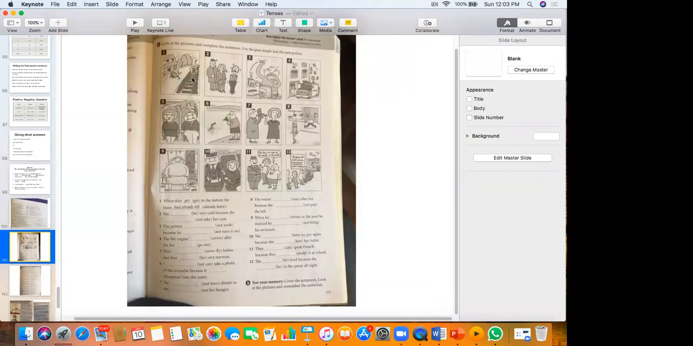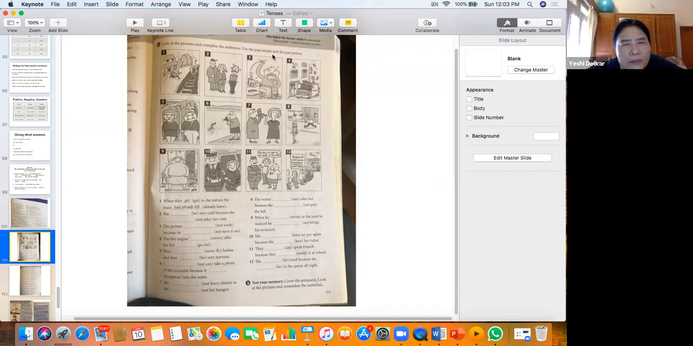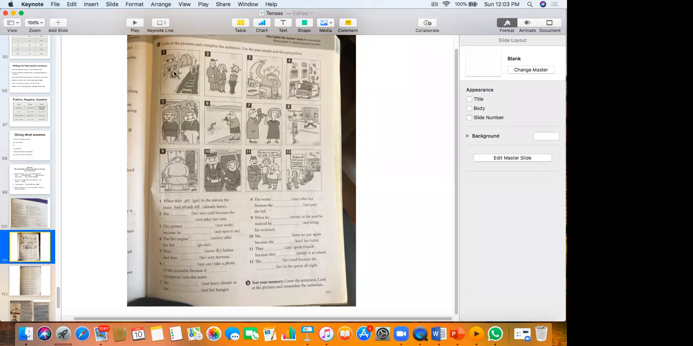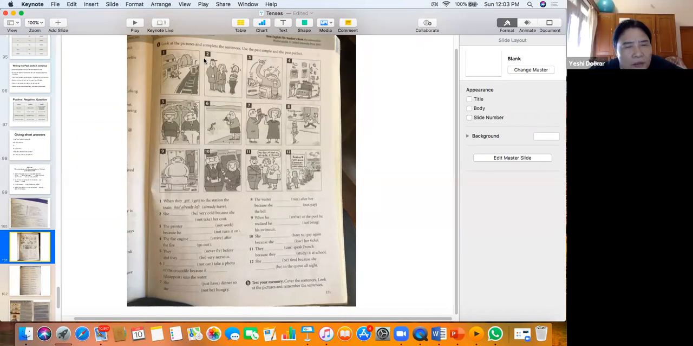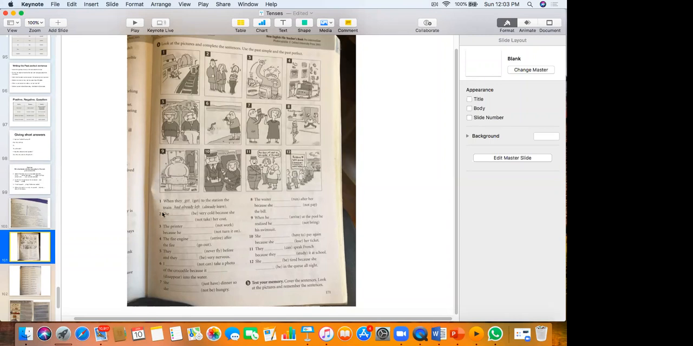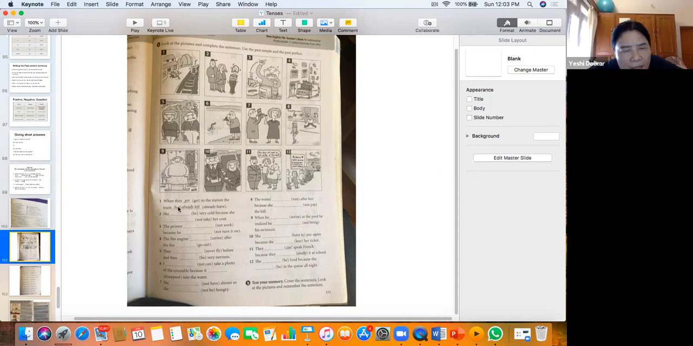Okay? Look at the pictures, all right, and complete the sentences. Again, you have to use the past simple and the past perfect. Look at the picture there. It's a railway station, yeah. So when they got to the station, the train had already left.